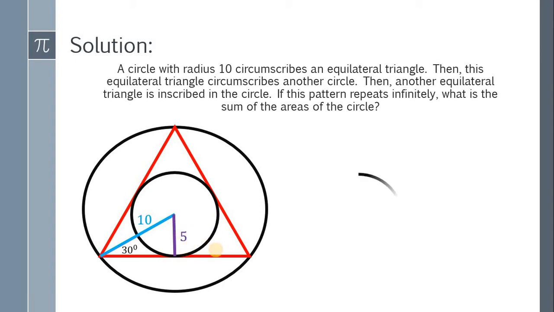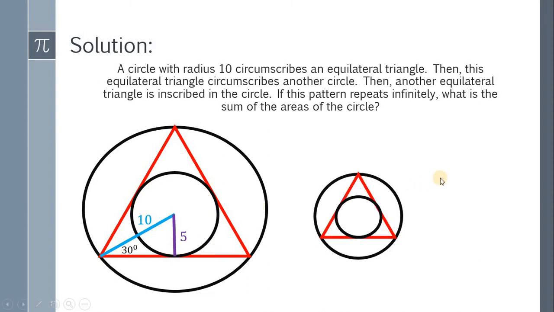Now, using the same strategy, we can now find the radius of the next small circle. First, draw the radius of the big circle, which is equal to 5. Then, draw the radius of the small circle. And again, we create a 30, 60, 90 right triangle. It follows that the length of the shorter leg is half the length of the hypotenuse. Therefore, the length of the radius of the next circle is equal to half of 5, which is 5 over 2. In this case, we can now see a pattern.